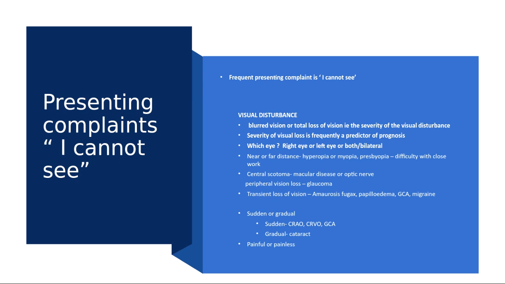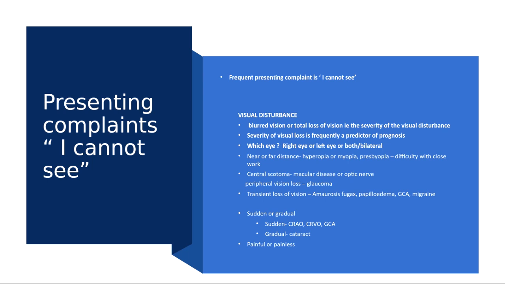So if a patient comes in and they can't see anything at all, they have total loss of vision, which is not transient but sustained, then the prognosis is very poor, because you're thinking the patient has probably had some vascular or circulatory problem, retinal vein occlusion or arterial occlusion. Then, as we mentioned before, which eye? Is it the right, the left, or both, meaning bilateral?